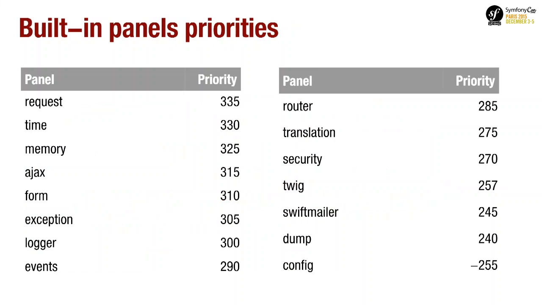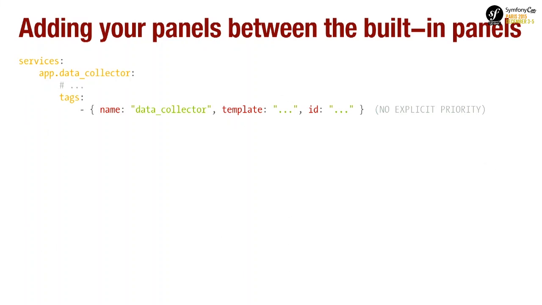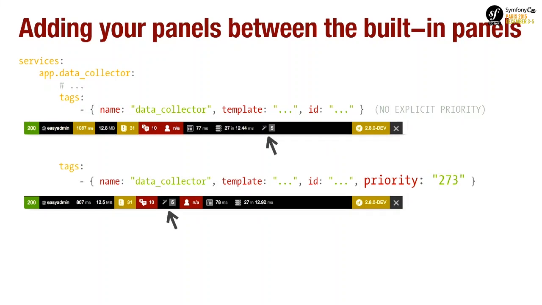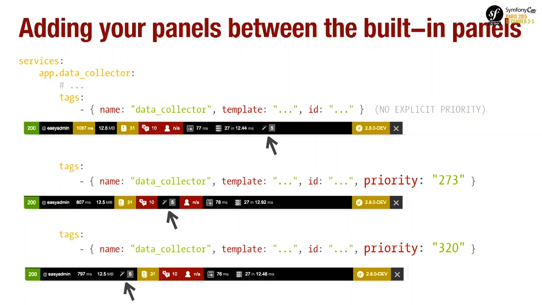These are the priorities of the built-in panels, okay? And if you look closely, you see that there is a gap in the priority numbers. They are not consecutive. Why? Because we want you to be able to insert your own panels in the middle of the built-in panels. So if you define a custom data collector and you don't set the priority, you'll see it at the end. But if you tweak the numbers that I showed you earlier, you can move the panel wherever you want, and put it in the middle of the built-in panels, which is pretty cool, probably, if your application has a very important panel.